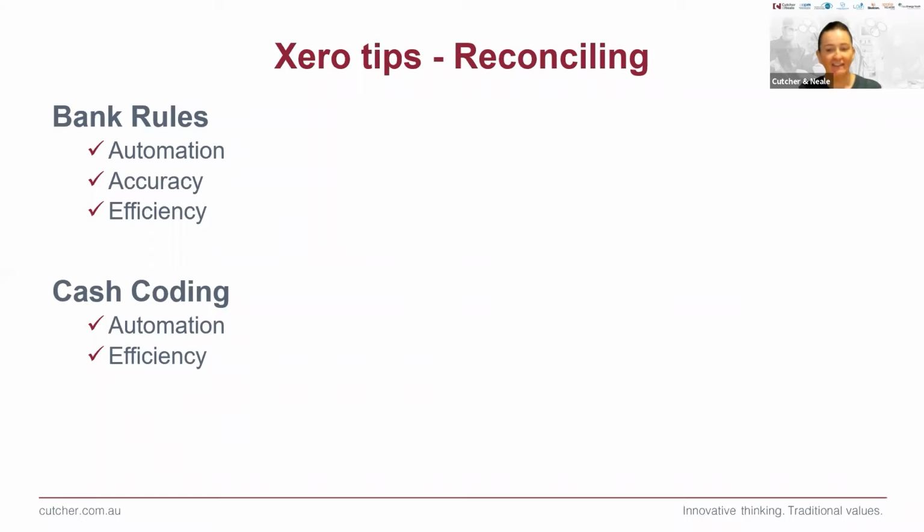So cash coding allows you to reconcile your transactions in bulk. So what you could be currently doing is reconciling those lines one at a time. We don't need to do that with cash coding. We can reconcile them all in bulk. So in a few clicks, here's your efficiency. Hundreds of transactions can be reconciled at the same time. So that's just going to speed up your processing and speed up your efficiencies.